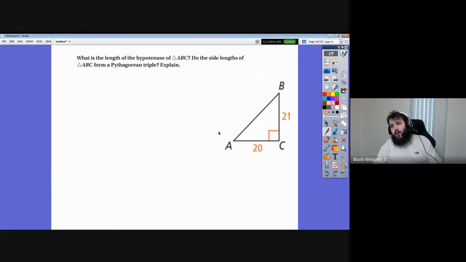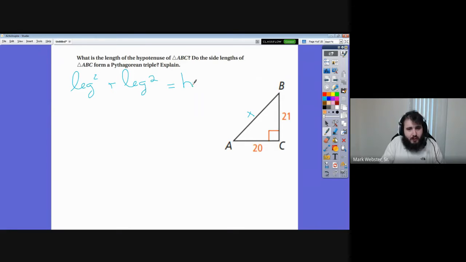Pythagorean theorem. What's the length of the hypotenuse? Well, remember, leg squared plus other leg squared equals hypotenuse squared. Well, let's plug those in. 20 and 21, right? 20 squared plus 21 squared equals the thing we want to find squared.